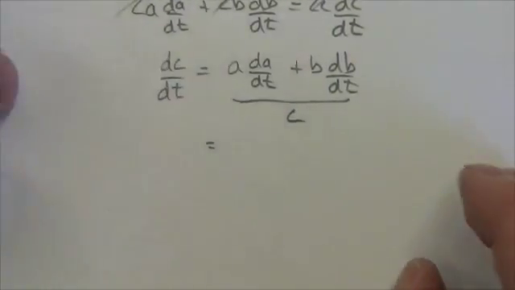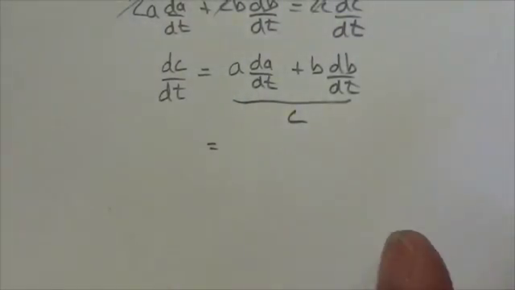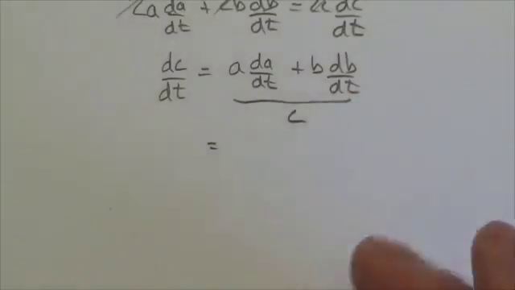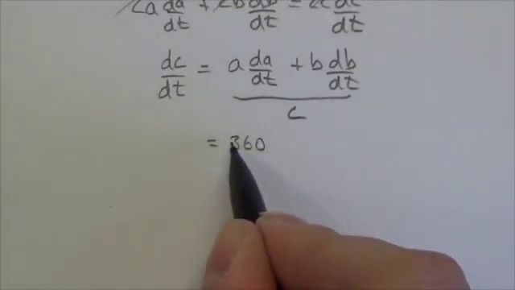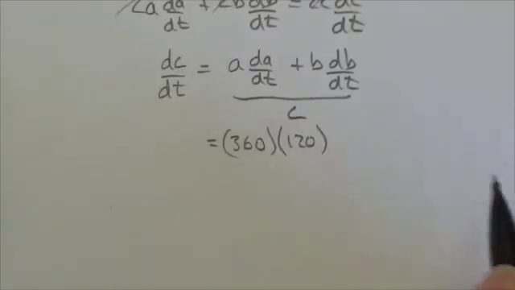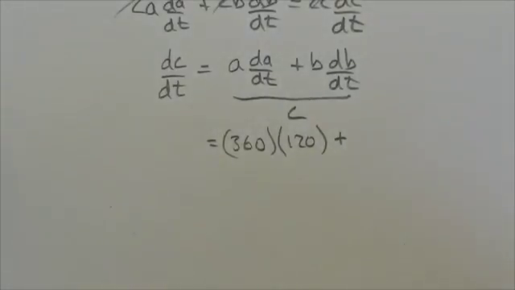Okay, so now what is a? Now remember, the moment that we're interested in is at 3 o'clock. That first plane has been traveling. It left the airport at noon. So at 3 o'clock here, it's been going for 3 hours. So it's gone 120 kilometers an hour for 3 hours. That's going to be 360 kilometers away right now. That's A. dA by dt was 120 kilometers per hour plus, okay, B.